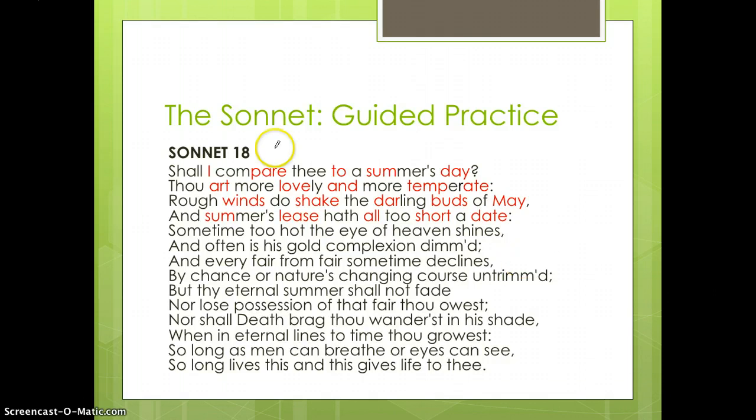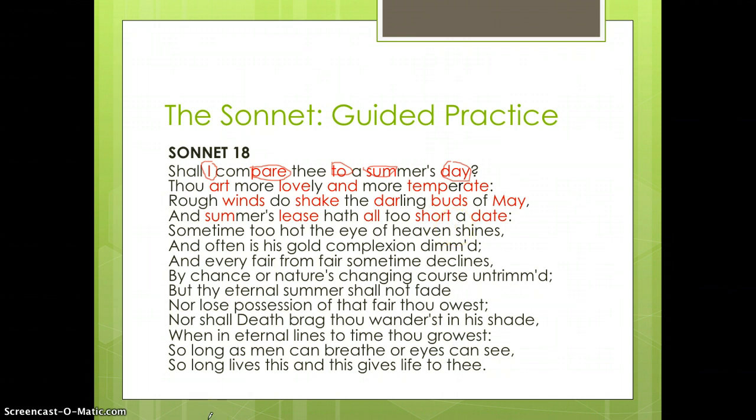Let's see. So I highlighted the stressed and unstressed syllables, and we saw this one, so we already know. Shall I compare thee to a summer's day? Nice reading, Miss Thompson. And you can see how that pattern continues. Thou art more lovely, rough winds do shake. And that goes through the whole thing, even down when we get to the couplet, so long as men can breathe or eyes can see. So that's the iambic pentameter at work, and that's what gives it the rhythm.